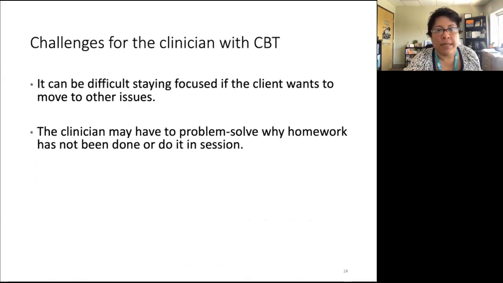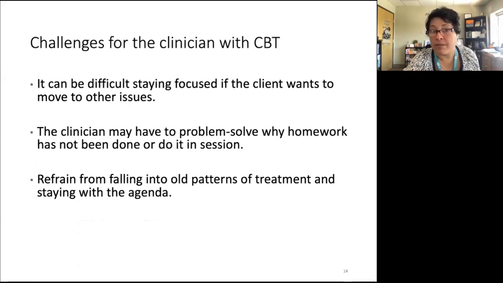Some challenges. Remember the focus is trying to recognize those thoughts. There's certain populations that this might be a little bit difficult. You can definitely simplify it. There's CBT that's used with children. So there are ways to simplify CBT. The clinician may have to problem solve if they cannot do some of the assignments that they take home, and then reframing to fall into old patterns.